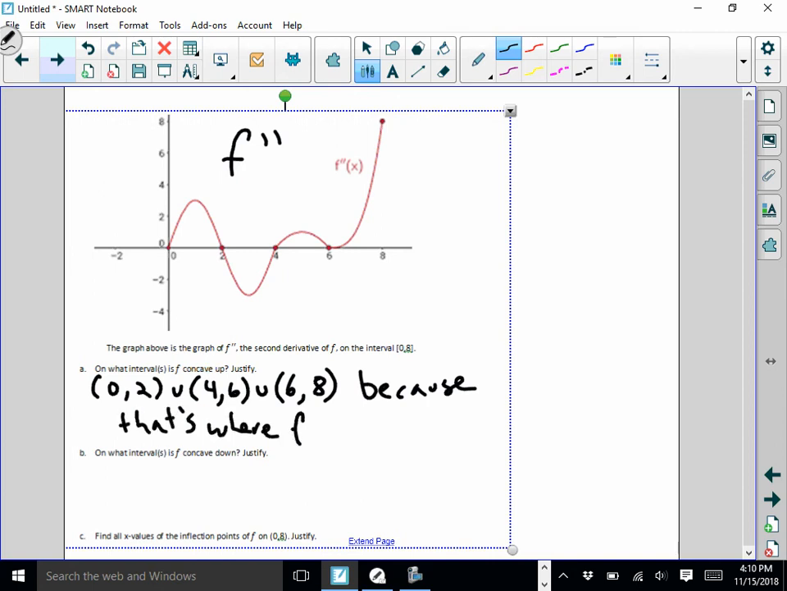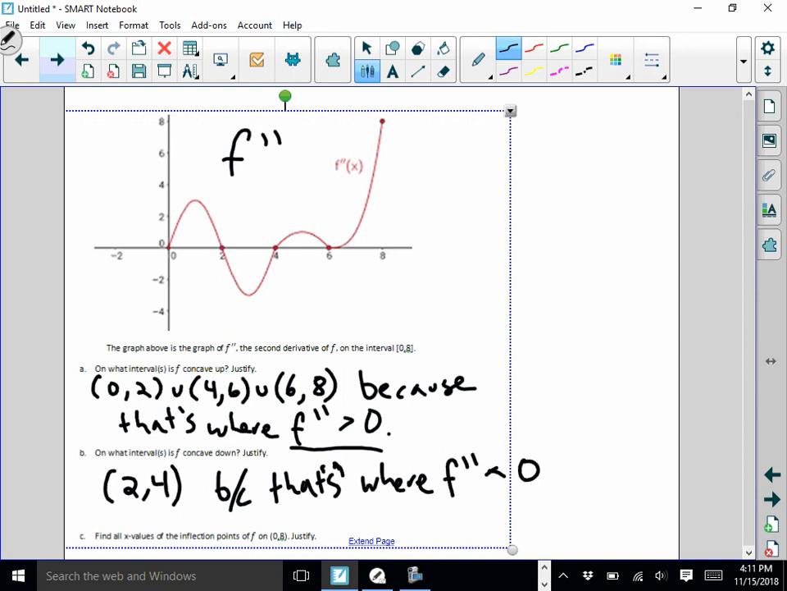On your justifications, they don't need to be super long. They just need to be specific. We need to say f double prime is positive. It's got to be the correct definition, and it's got to be specific. Where would f be concave down? Well, that would obviously be from 2 to 4. Again, because that's where f double prime is less than 0.